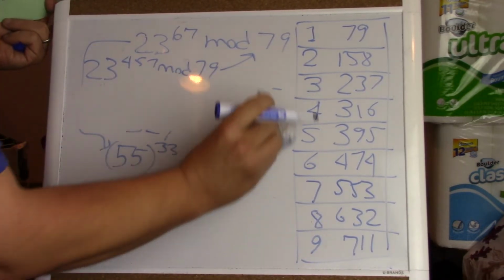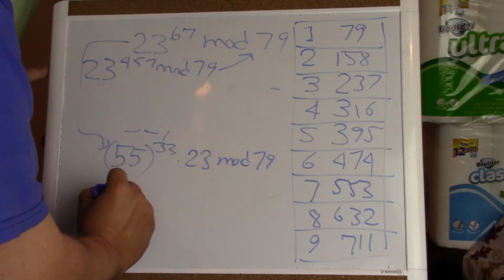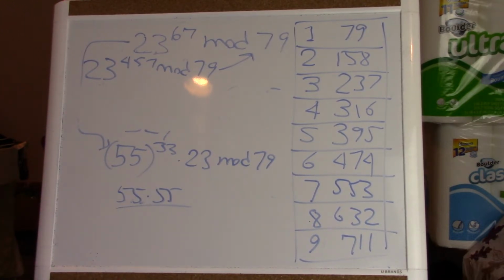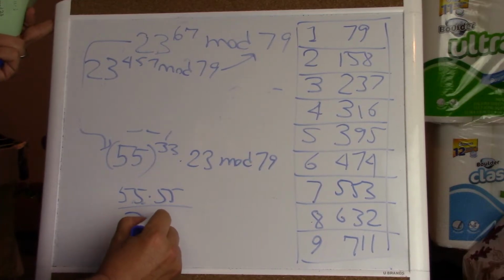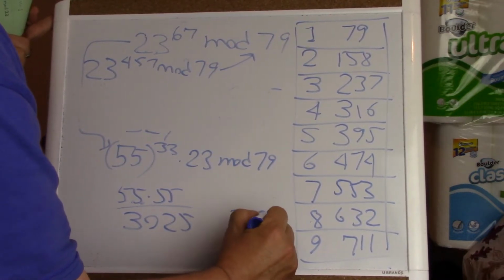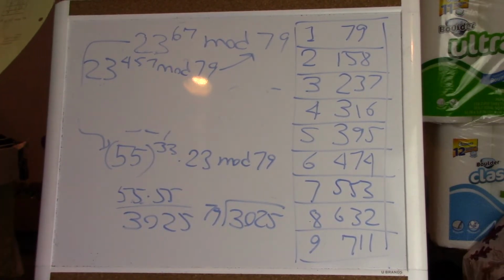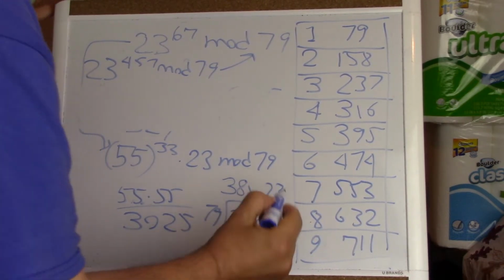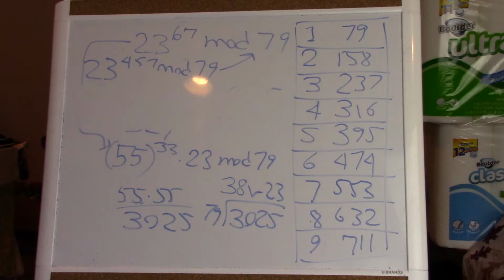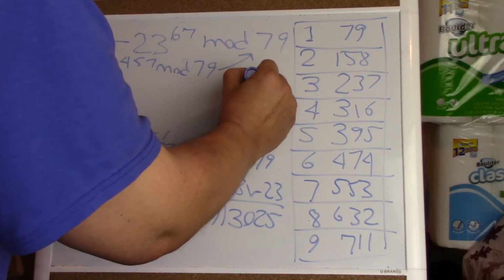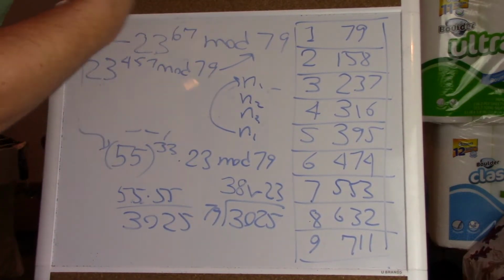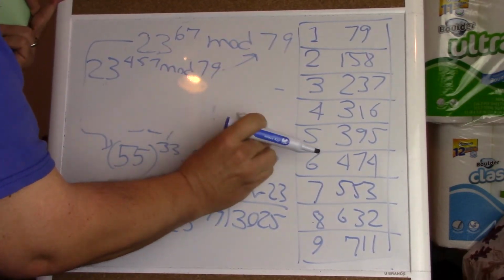Then the next thing that I do is I square 55 and I get 3025, and then I divide that by 79 and I get 38 with a remainder of 23. Now something really interesting is happening in this congruence, which will happen often, which is you cycle. So you'll go through a number, then another number, maybe another number, and then you'll be back to the first. And you'll see this cycle as you solve these large congruences.